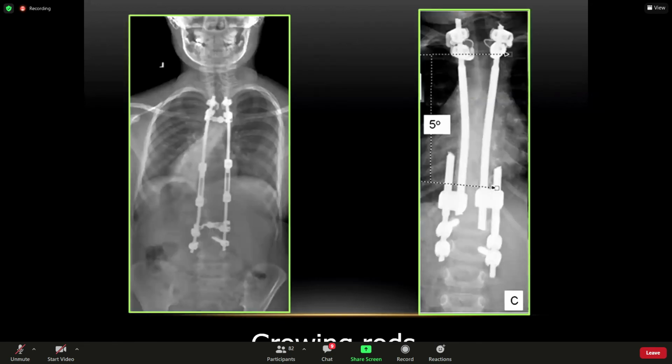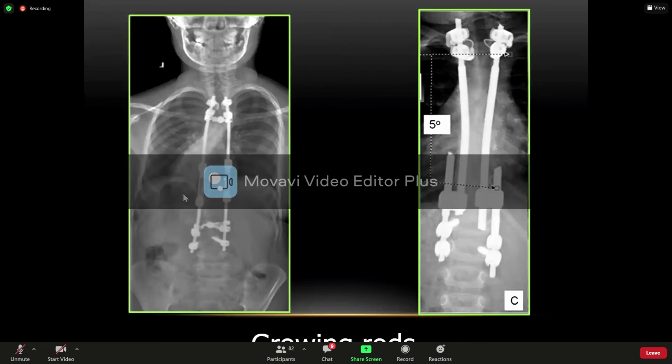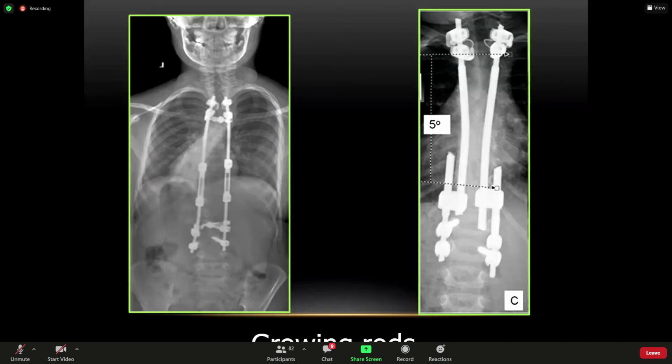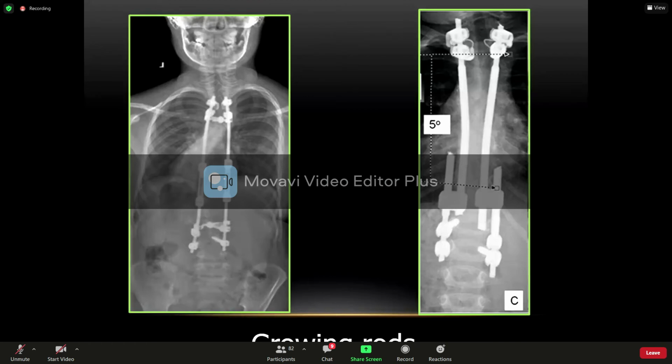So we have something called growing rods. These are rods that can be lengthened. So you fix them on top, fix them at the bottom, and then every 6 months you just extend the rods. And as you extend the rods, the spine elongates. So you're not actually fusing it, you're allowing it to grow. So these are called growing rods. We also have growing rods in the tibia and the femur. So these are spinal growing rods.